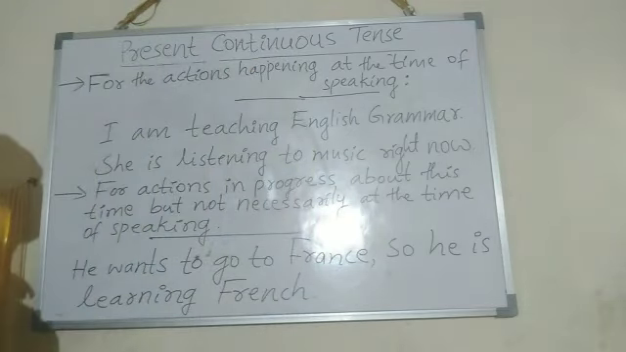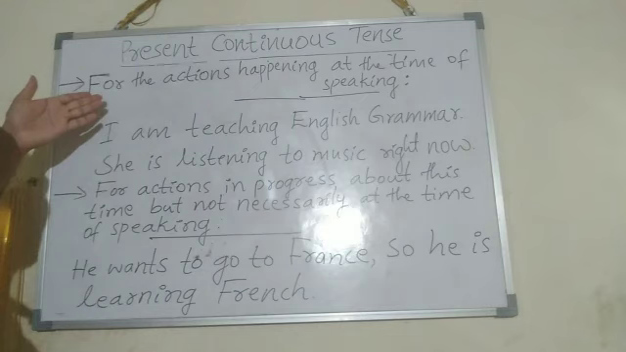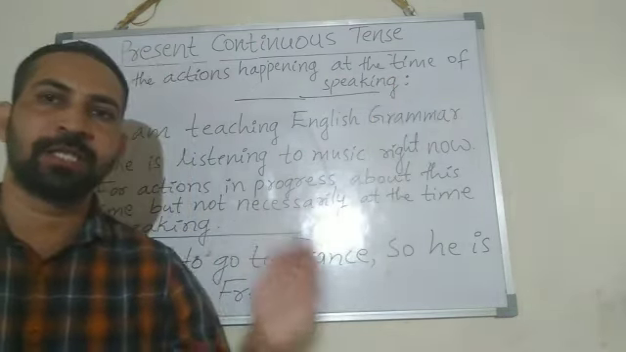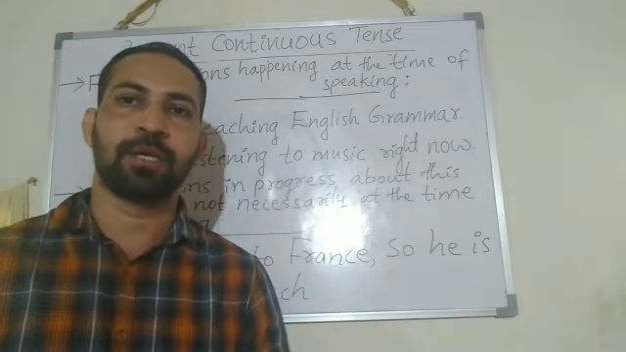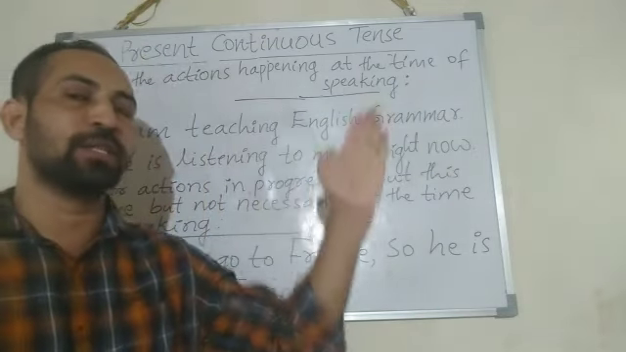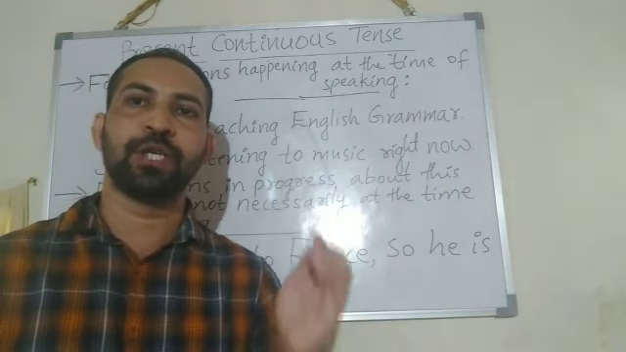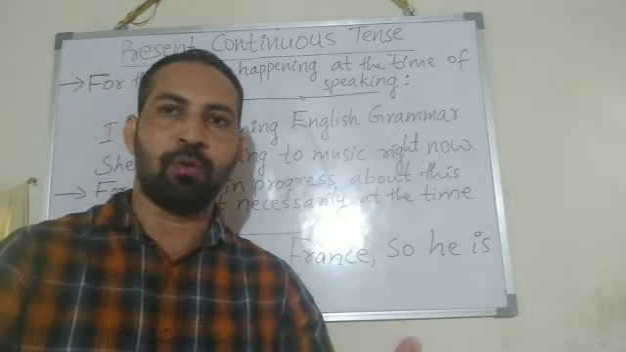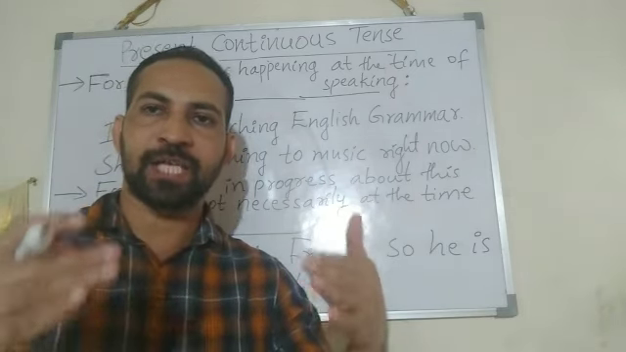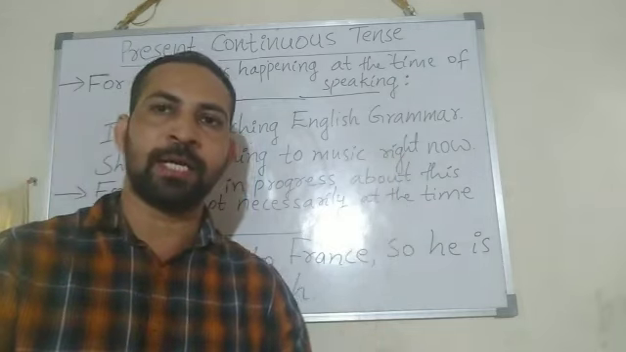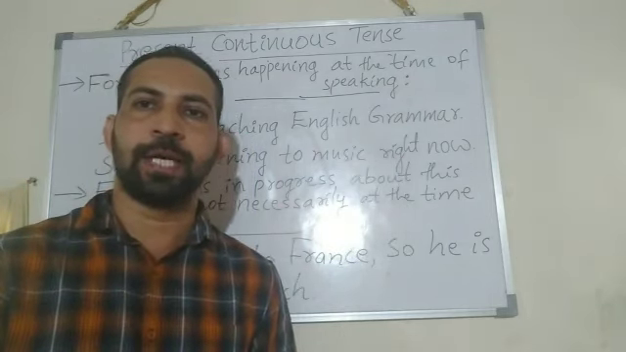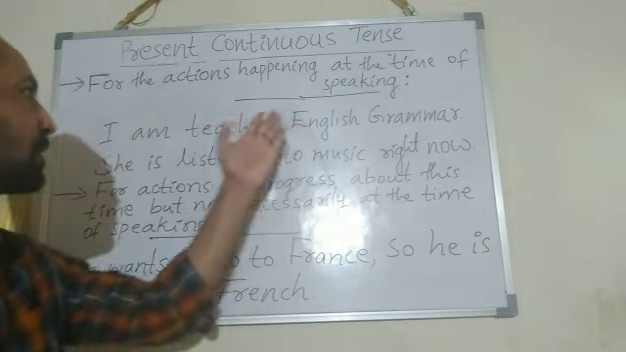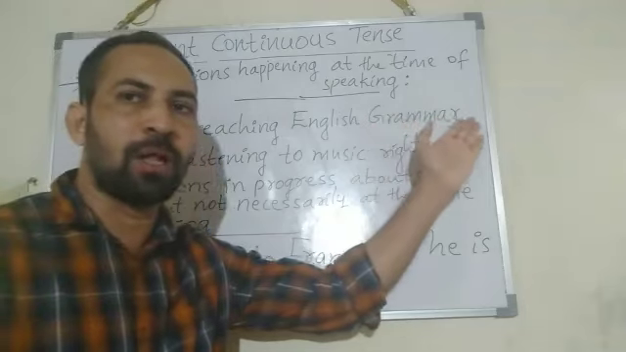First, we use it for actions happening at the time of speaking. If the action is happening at the time of speaking, you can use present continuous tense. For example, I am teaching you English grammar right now. The action is happening now. It has started and is going on. It is a continuous action, so I can use present continuous tense. I am teaching English grammar.